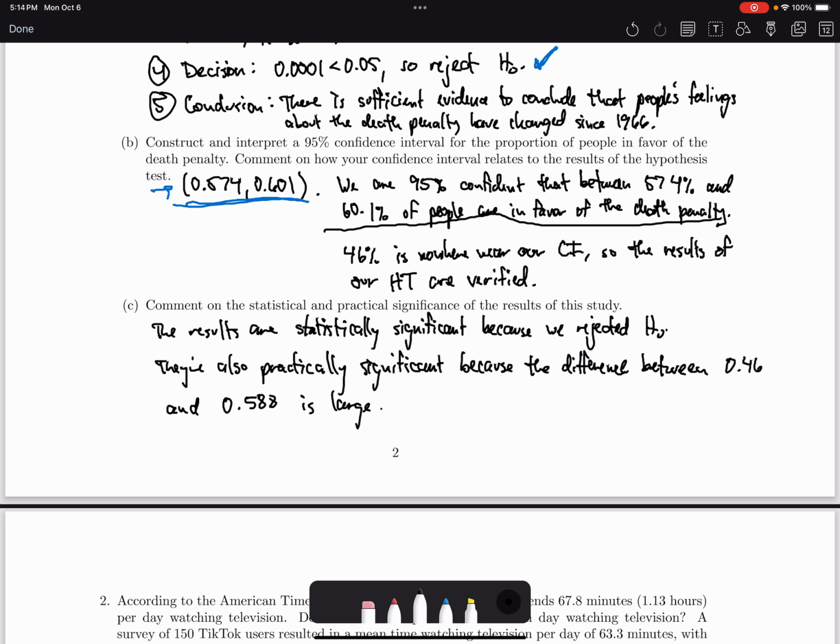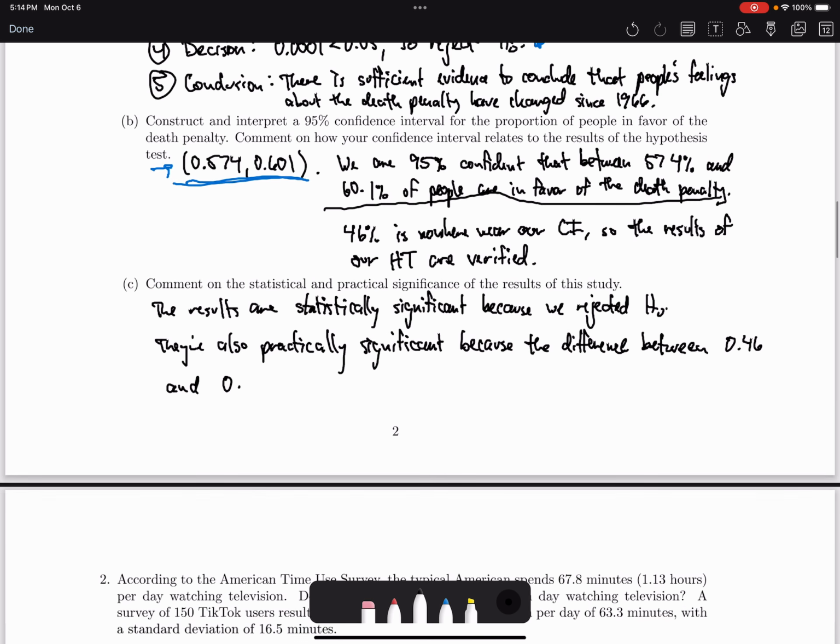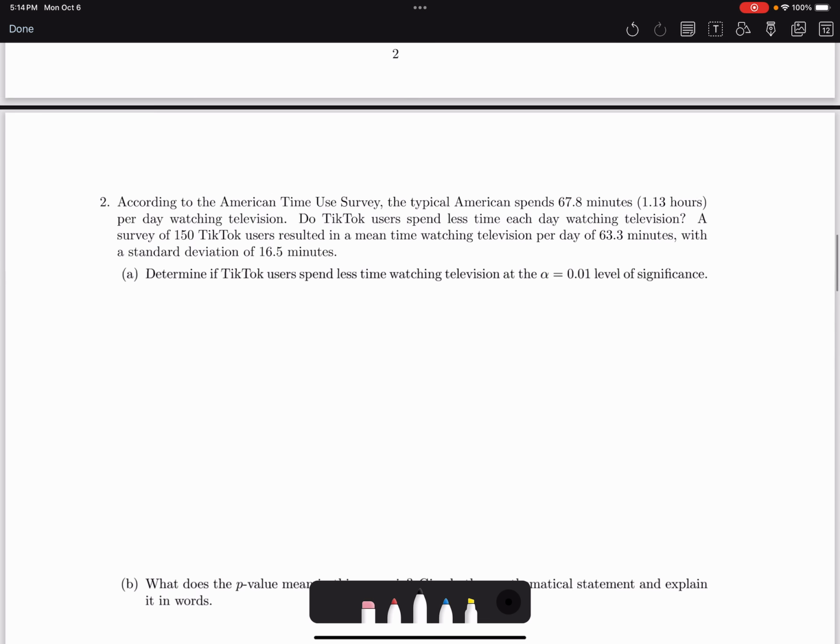When you're talking about proportions, right? Remember, proportions are always between 0 and 1. So this is like 46% versus almost 59%, right? That's a huge difference. Think about if you had a ballot measure or something that was asking about the death penalty. Well, at 46% of people in favor, that measure would fail. At almost 59%, the measure would pass, right? So there's a huge practical significance there. Alrighty, moving on.